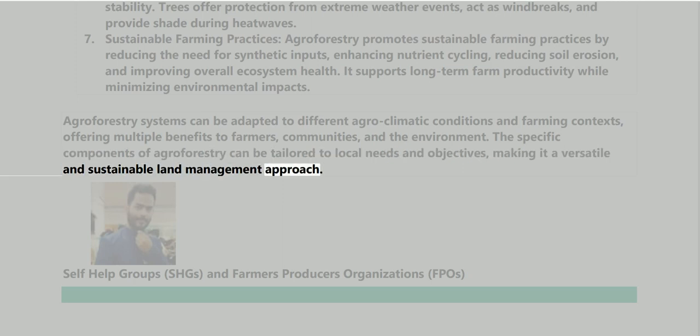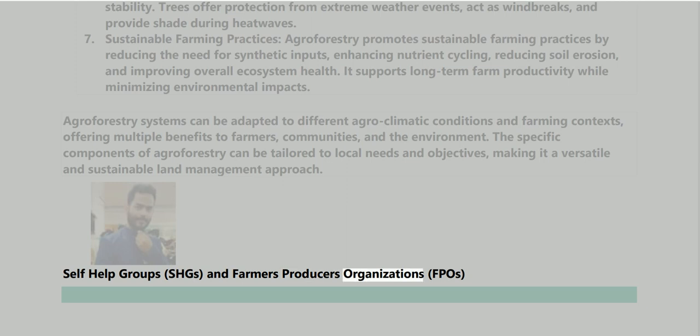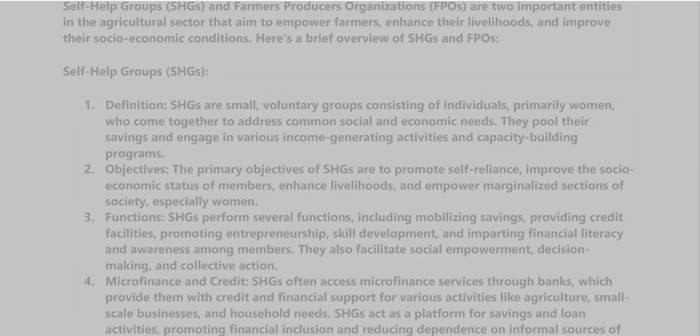Self-help groups, SHGs, and farmers producers organizations, FPOs. Self-help groups, SHGs, and farmers producers organizations, FPOs, are two important entities in the agricultural sector that aim to empower farmers, enhance their livelihoods, and improve their socio-economic conditions. Here is a brief overview of SHGs and FPOs.